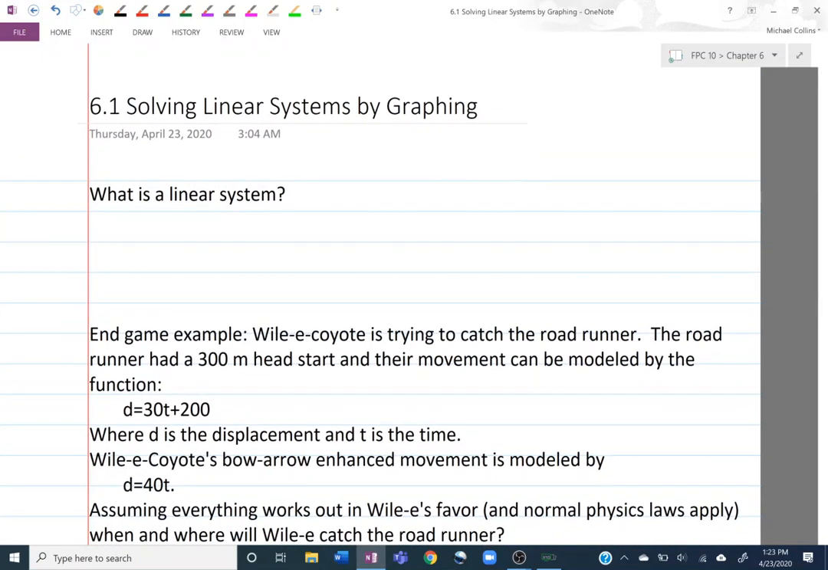Hi, and welcome to 6.1 Solving Linear Systems by Graphing.